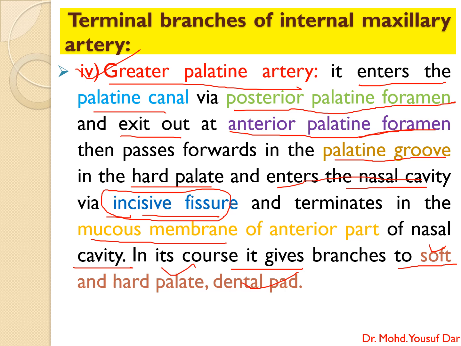This was all about the greater palatine. So the greater palatine enters from the posterior palatine foramen, then runs through the palatine canal and finally leaves at the anterior palatine foramen. From there it passes through a groove present in the hard palate known as the palatine groove and finally terminates in the nasal cavity. Where does it pass through? Through the incisive fissure. So it supplies the mucous membrane of the anterior part of the nasal cavity. Okay.